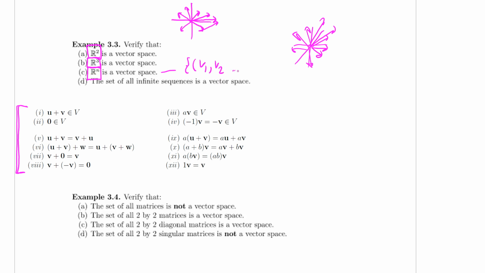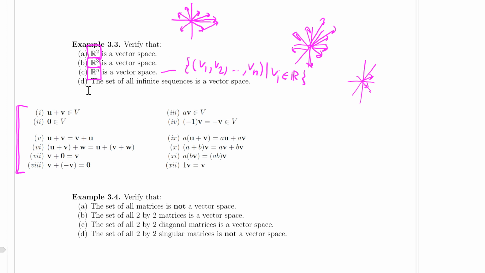v1, v2, and so on to vn, where each vi is a real number. So basically, this is the set of all vectors in n dimensions. I don't really know how to draw n dimensions, but you get the idea. So we can add them, we can multiply them with scalars, no problem. So that's fine. This is also a vector space.